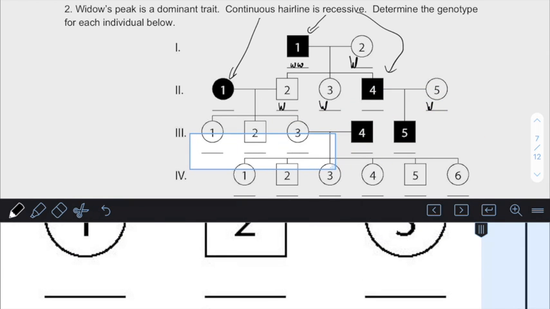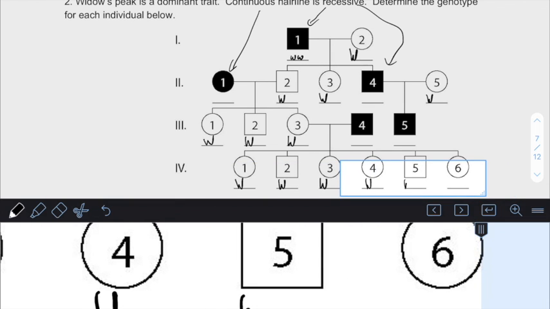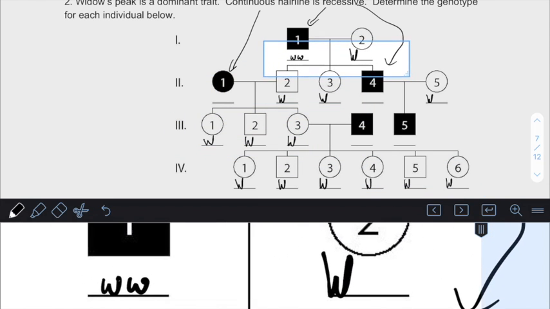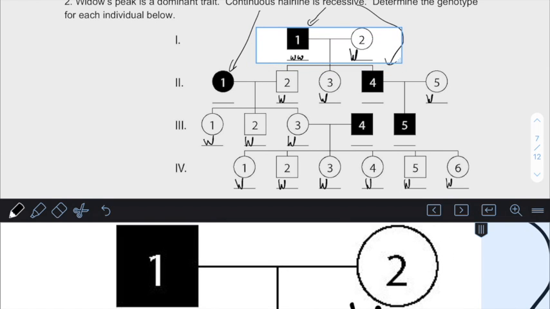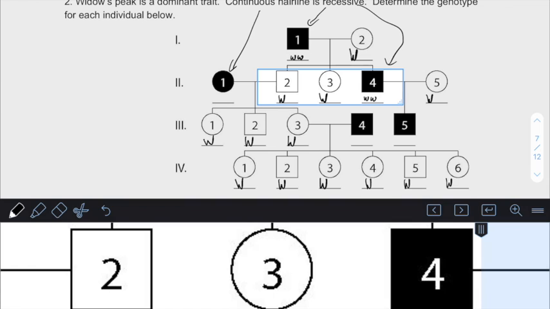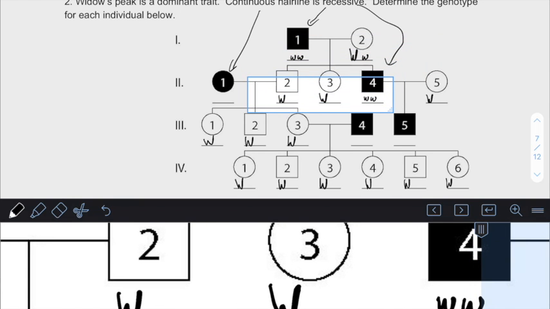They all carry that widow's peak gene, but some of them are going to be carriers and some of them will be recessive homozygotes. Whether we'll be able to figure that out, let's see. So this first generation, they get together and they have 3 children. One of those children is afflicted with the continuous hairline. So that means that both parents must be carriers for that allele. This person here, number 3, does not have any children, so we're going to leave a blank spot there.